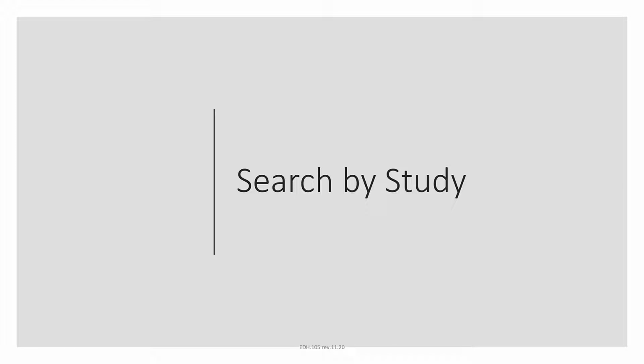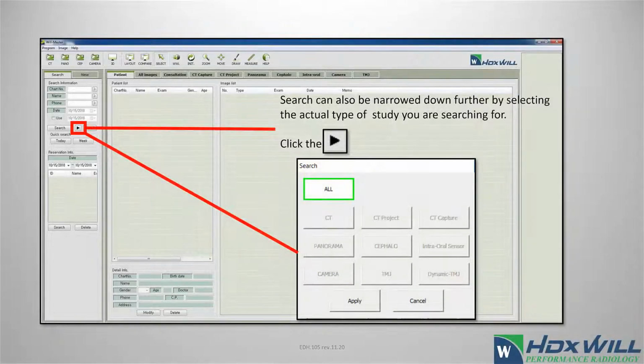You can also search by study. When you click on the arrow, you can search based on the type of study you want to view. For example, if you only want to view the panoramic images, when you select Panorama and Apply, only patients with panoramas will show up. Just be sure to click All if you don't want a limited search.